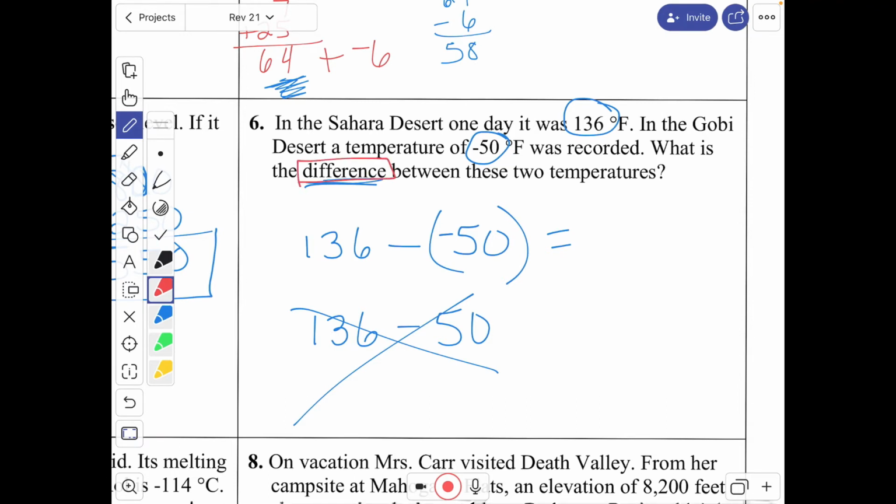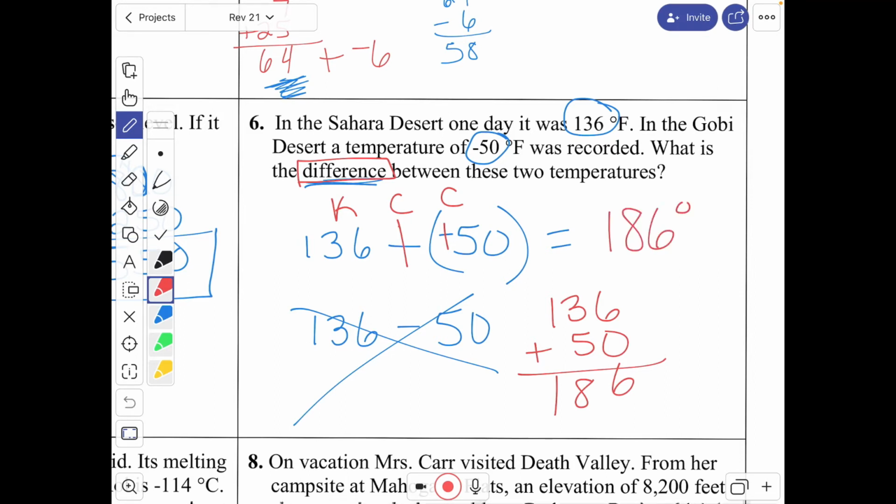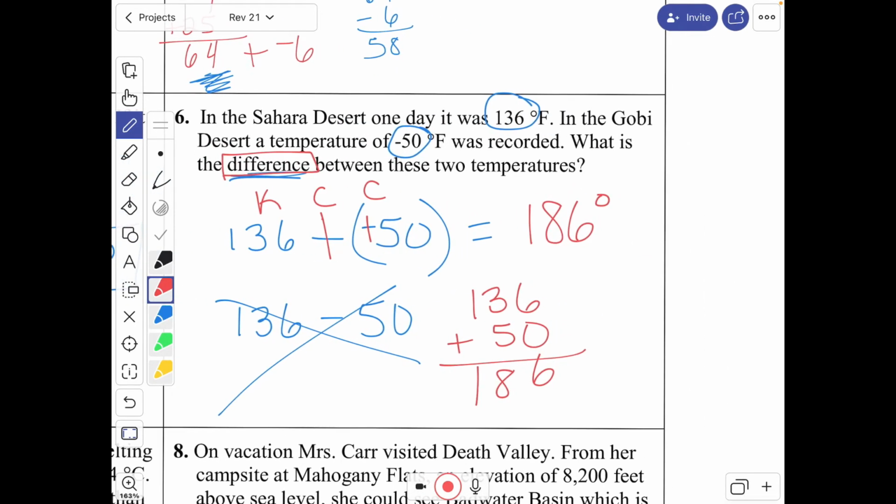Okay, then since it's subtraction, because they ask for difference, we're going to have to keep change. So we keep the first number, change to addition, and then change this sign. So really 136 plus positive 50. Now they both have the same sign, and we're really adding. The difference in the two temperatures was 186 degrees.